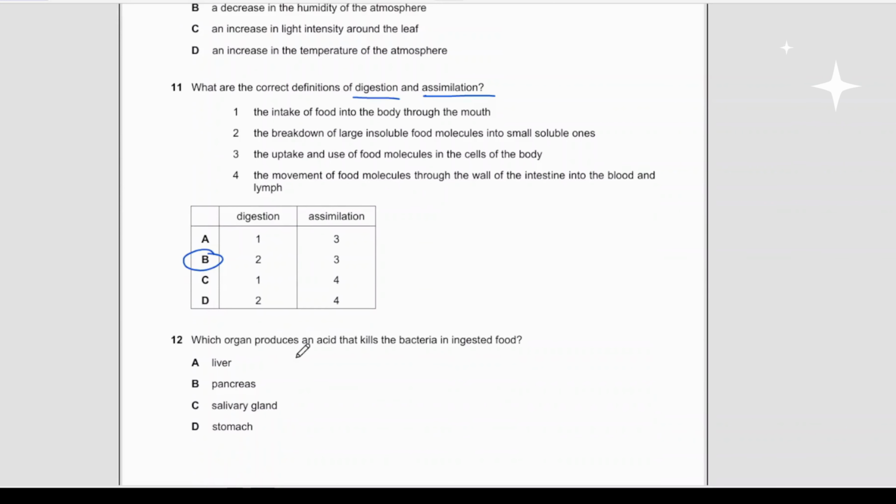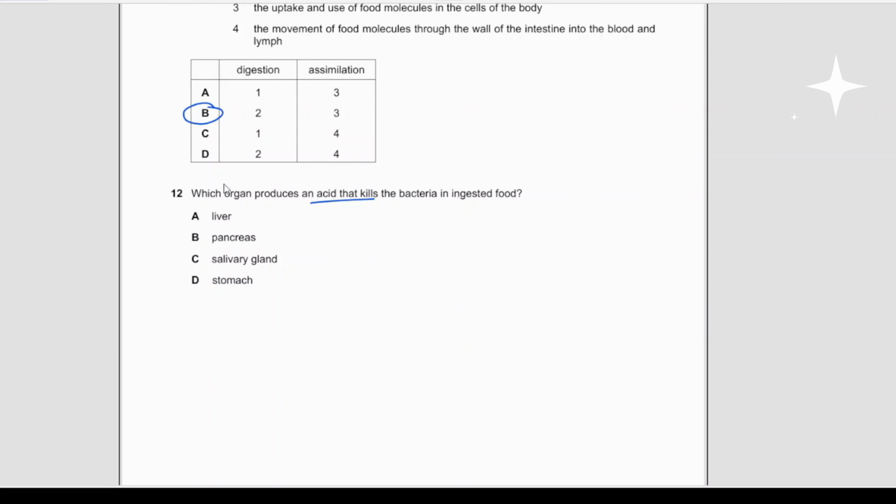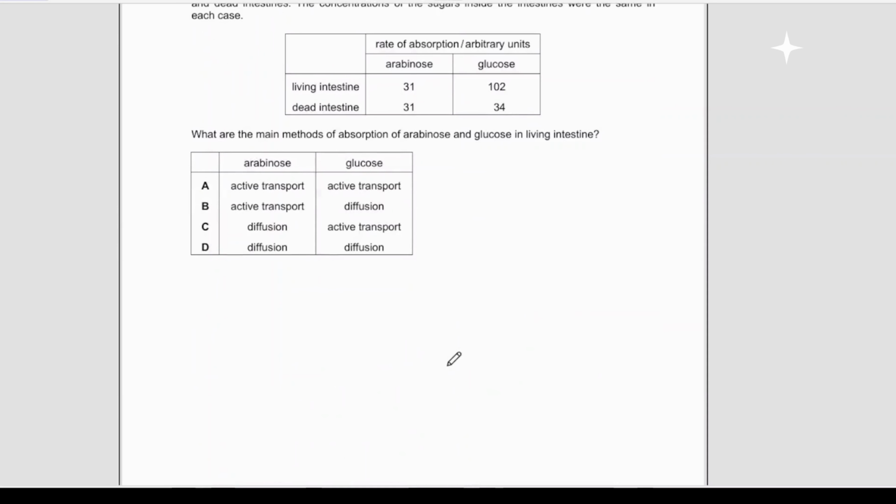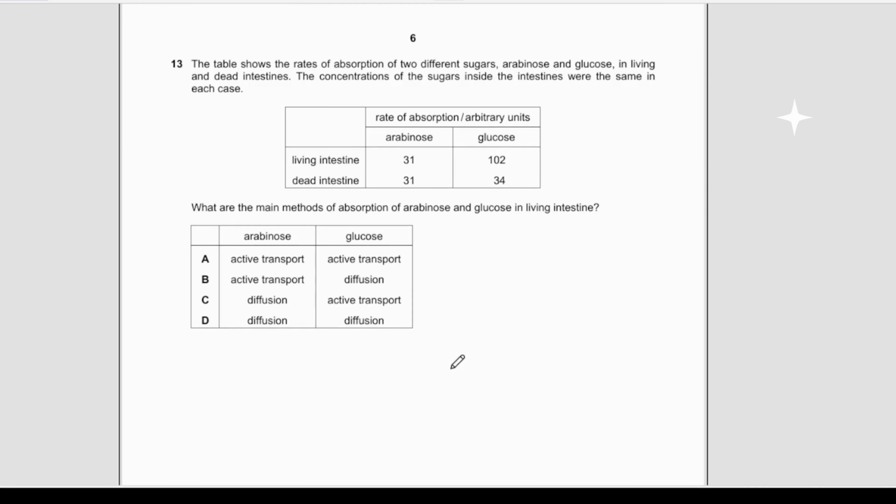Which organ produces an acid that kills the bacteria? So which acid is there? HCl. Okay, next one. The table shows the rate of absorption of two different sugars, arabinose and glucose, in living and dead intestine. If you observe carefully, living and dead both have the same absorption for arabinose, but for glucose the rate of absorption is different. So what can be the reason for the absorption of arabinose or glucose?